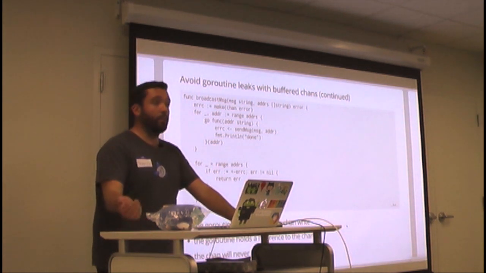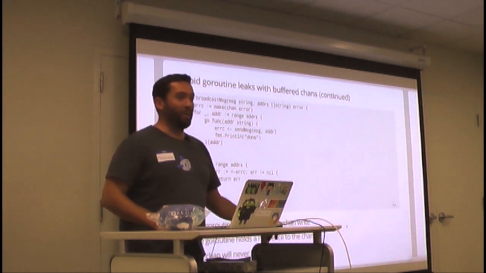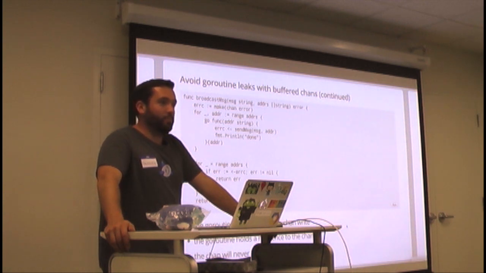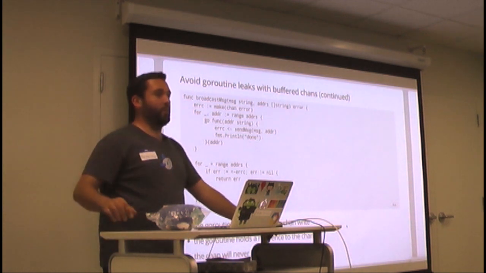So that was cool, but that was written. How do you solve it? How do you fix it? You can buffer the error channel with as many worker go routines as you have. So yeah, you can guarantee that they will never block on a write to that channel. That's it. So yeah, you got the gopher.